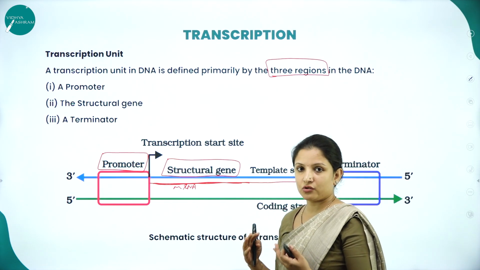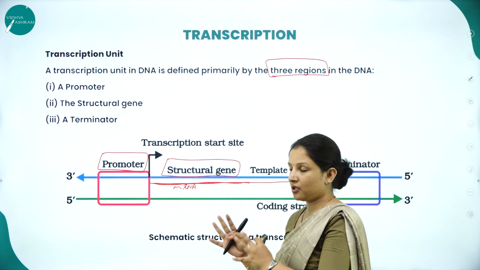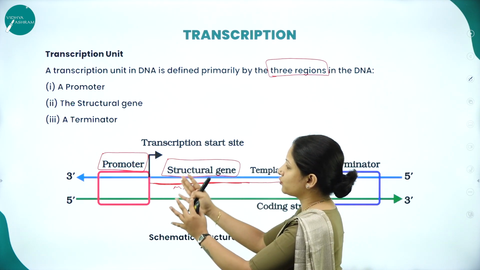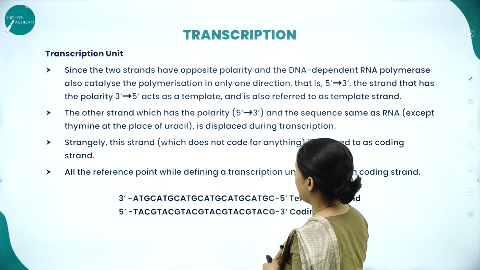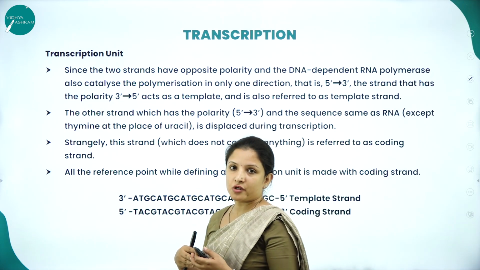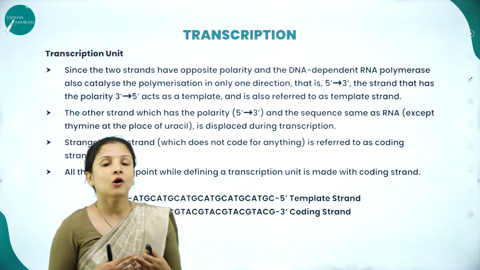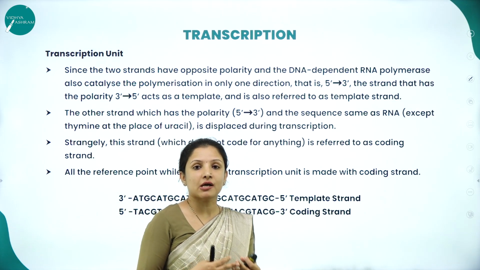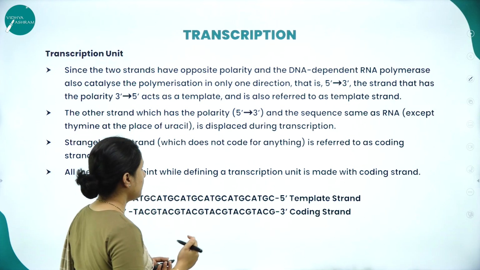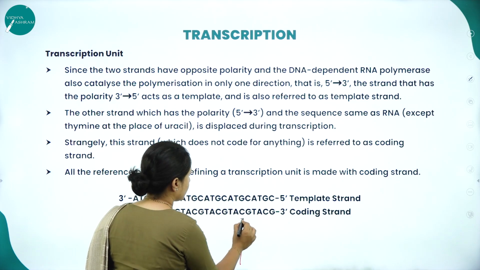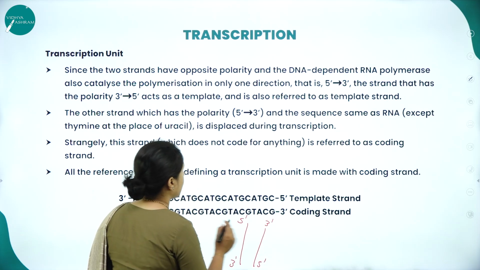Now you know about the transcription unit, where exactly the transcription begins in which region and where exactly the transcription ends. The promoter region is always present towards the 3' end, and the terminator region is present towards the 5' end. Here we'll talk about the transcription units in detail. Since the 2 strands have opposite polarity, yes, we have learnt about that, right? Opposite polarity means one of the strands runs from 5' to 3' direction and another strand runs from 3' to 5' direction. So this is the polarity I'm talking about: 5' to 3' and one more strand runs from 3' to 5'.